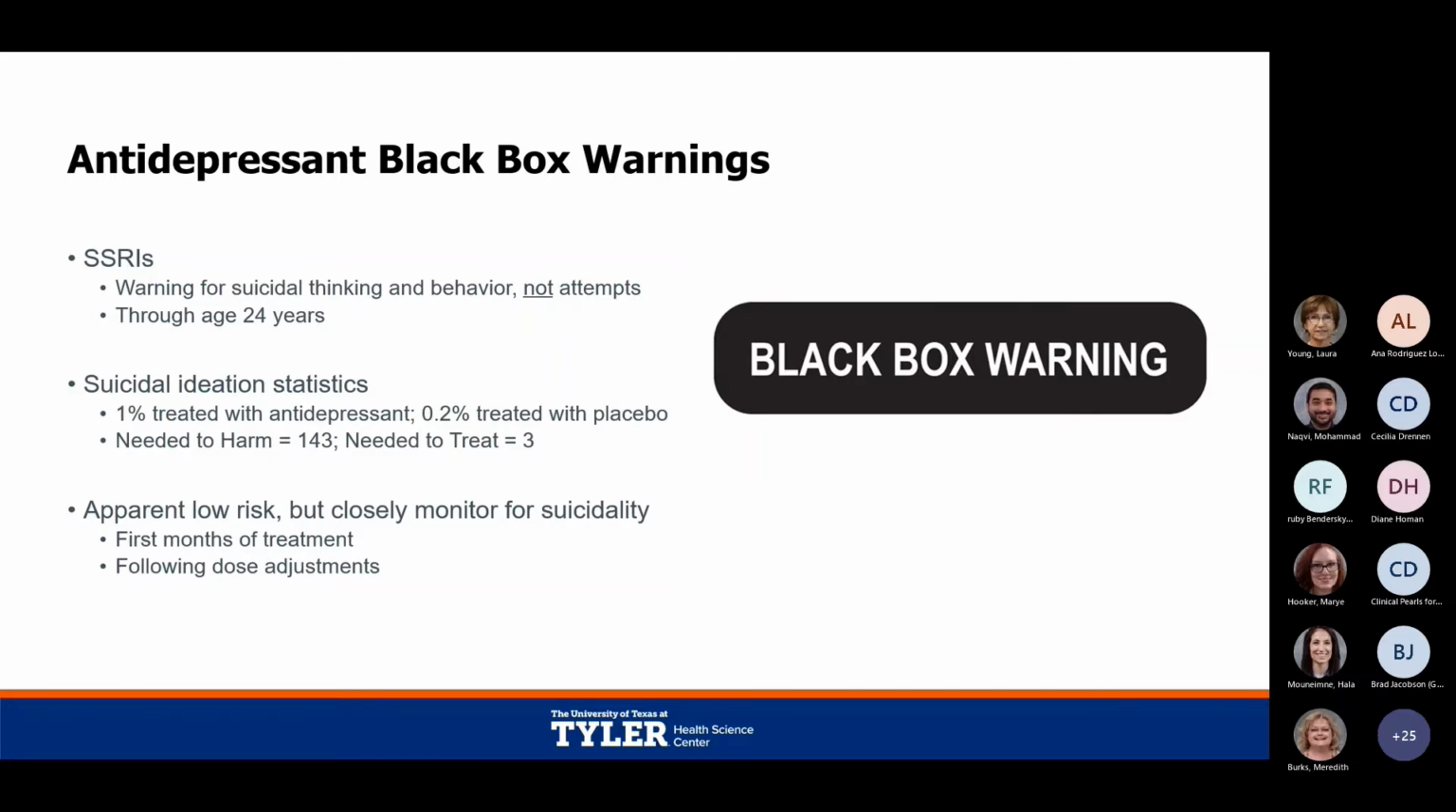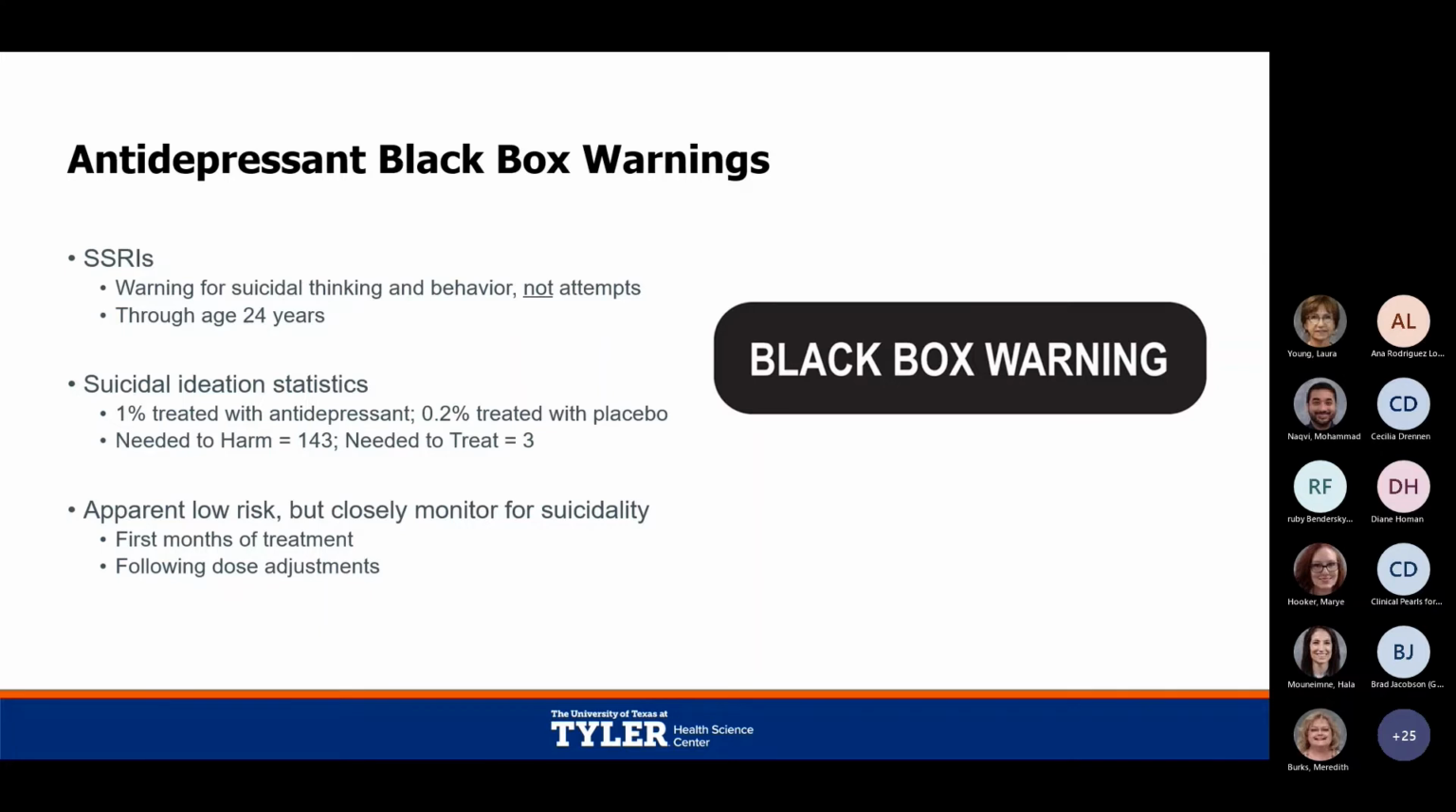But the data shows that you would need to treat 143 patients before you got one harm with suicidal thoughts or behaviors, versus you need to treat 3 patients in order to see improvement in depression. So basically, the risk-benefit is a greater benefit to try and treat the depression with the antidepressant and not withhold treatment with an antidepressant because of fear of the suicidal ideation.